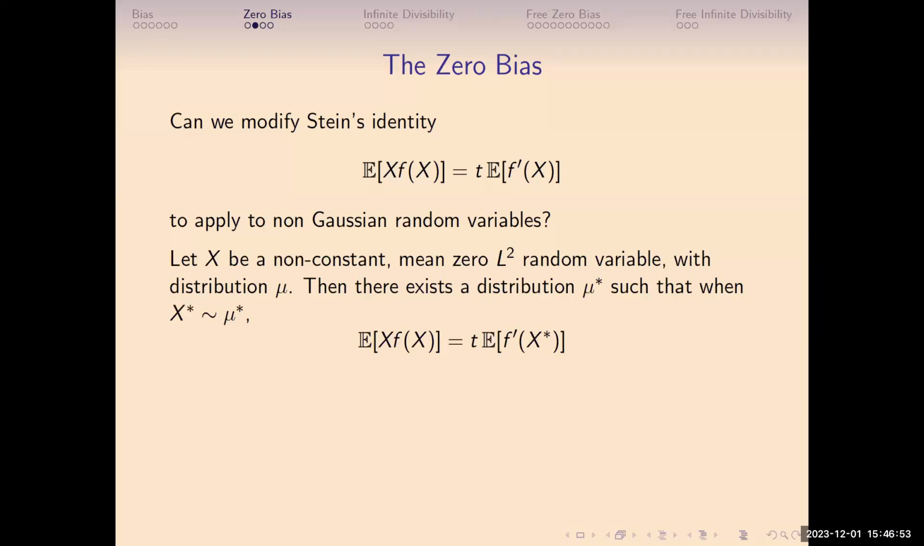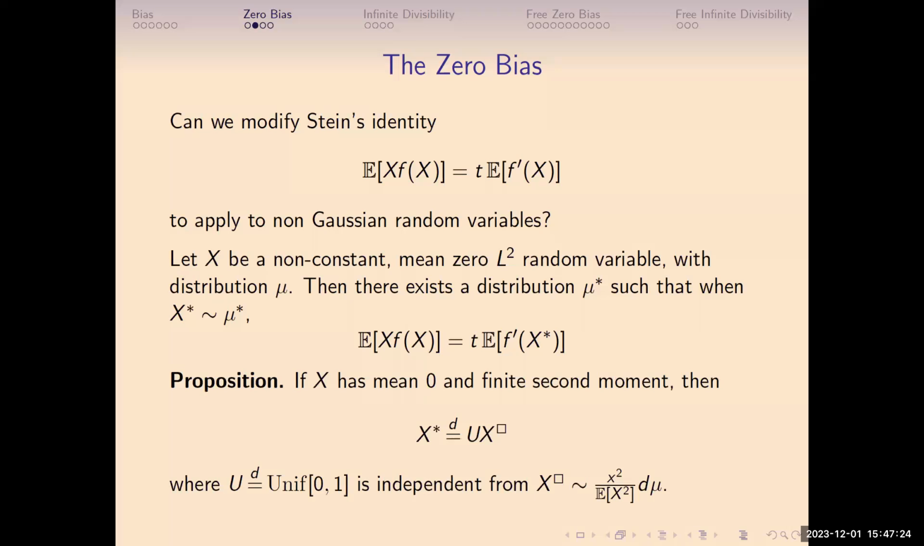Let's see, if you take a non-constant mean zero square integrable random variable with distribution mu, does there exist a distribution mu star such that it satisfies the identity when I replace X by X star? So we know the answer is yes for Gaussian, right? For Gaussian, X star is X, right? But does it work for anything else? And everything else would have to be different, right? Because the Gaussian is the one that satisfies it uniquely, and the answer is yes.